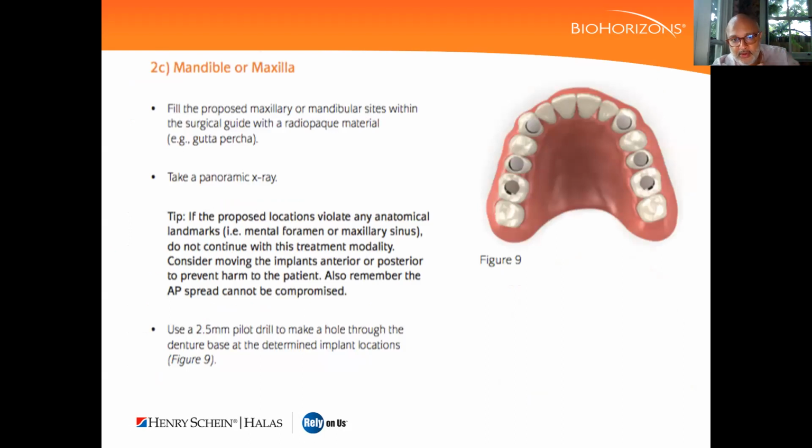So here they're using a surgical guide with a radiopaque material. They're using GP here, but if you propose location of any anatomical structures, do not continue with this treatment modality. Consider moving implants anterior or posterior to prevent harm to the patient. Also remember that AP spread cannot be compromised. I get this, but quite often you don't have that liberty. It's not always as easy.